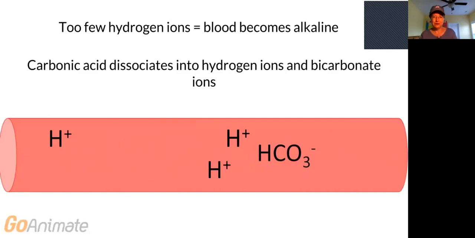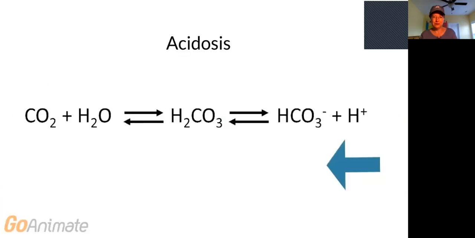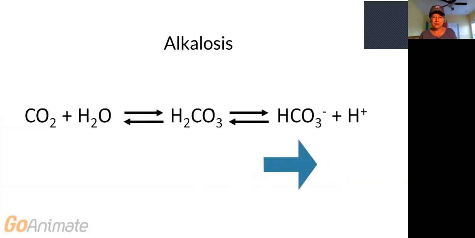We can use this equation to illustrate how an increase in hydrogen ion concentration, or acidosis, causes the reaction to move toward the left, which promotes the formation of carbonic acid. Likewise, a decrease in hydrogen ion concentration, or alkalosis, causes the reaction to move to the right, promoting the dissociation of carbonic acid into hydrogen and bicarbonate ions.